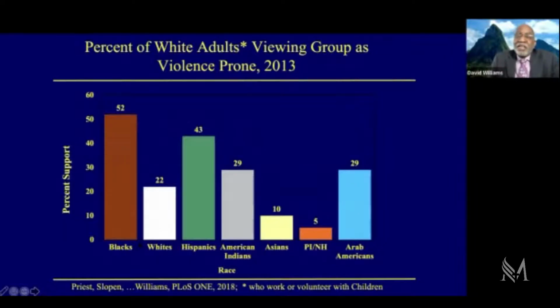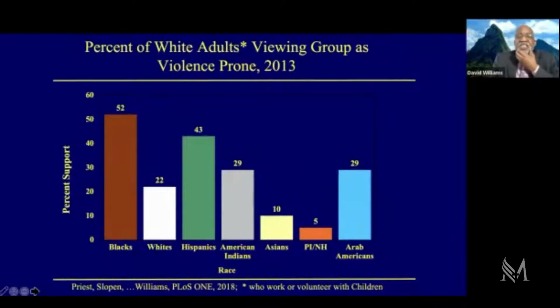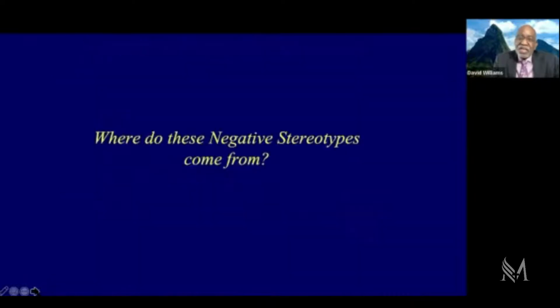Importantly, here is a study from 2013. Remember, that was 1990 data. You might say how things have changed. Remember what we saw back here, that 51% of whites believed that Blacks are prone to violence in 1990. Here is 2013, percent of white adults viewing a group as prone to violence. 52% of whites in 2013 believe that Blacks are prone to violence. And you can see then 43% Hispanics, 29% Native Americans, and Arab Americans, 22% believe that whites are prone to violence. So you see the persistence of these patterns even over time.